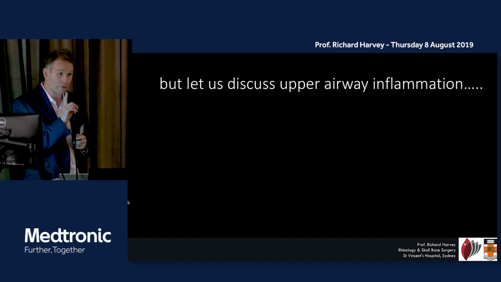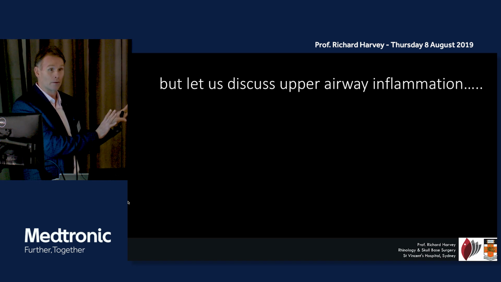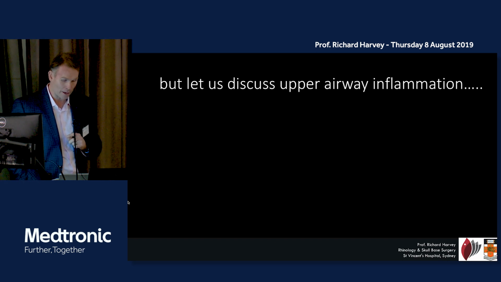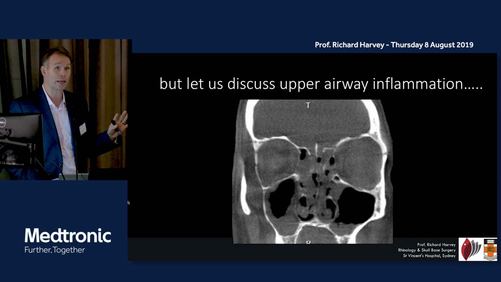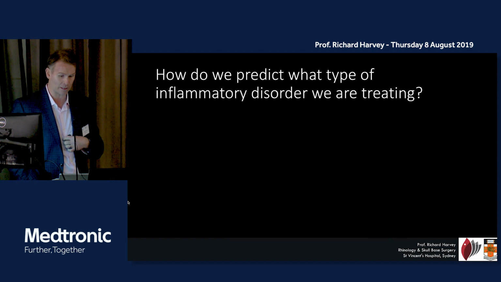Now, I just want to talk about inflammatory patients. So I'm almost going to dismiss the left side of the spectrum there, because I think we know how to do that. You can adapt your surgical skills to treat those patients. I want to talk about upper airway inflammation, this patient here. And really, in my mind, this is the common patient when you see them anatomically and we assess them in a clinic. How do we predict, though, what we're really treating here?